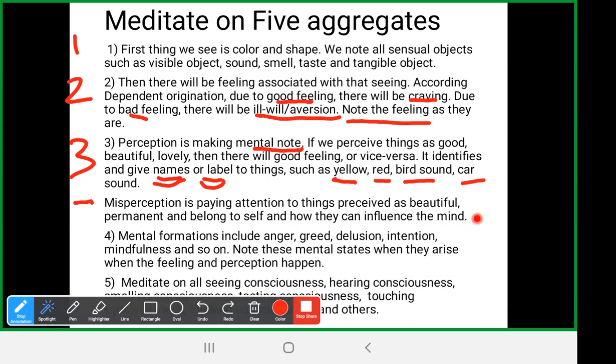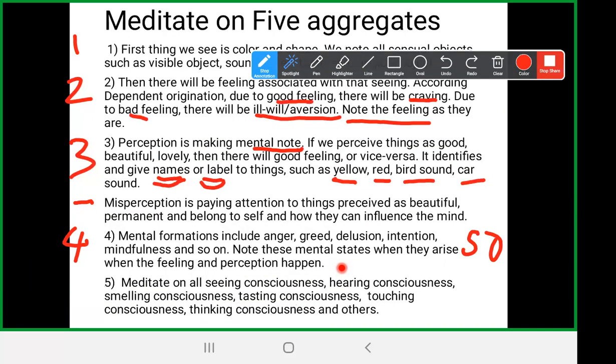And then number 4, mental formations. There are around 50 of them, so it is a big group. Anytime anger, greed, delusion, intention, or mindfulness come, you should note these mental states as they arise. They come definitely because feeling and perception happen, since the 5 aggregates happen at the same time. And then for any consciousness, you should know it. This is the aggregate of consciousness: any seeing, hearing, smelling, tasting, touching, and thinking.